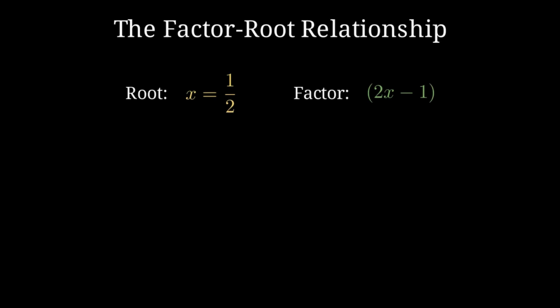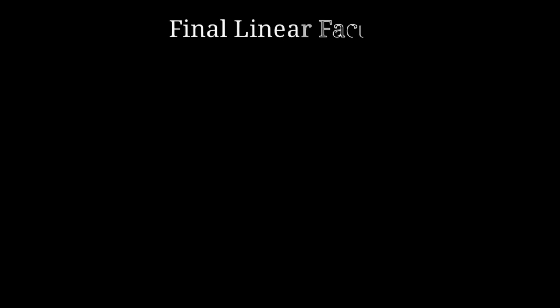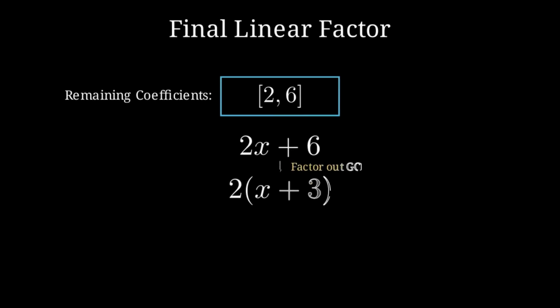When a root is a fraction like 1/2, we convert it into a linear factor with integer coefficients. Multiplying the equation by the denominator ensures our final factored form is clean and easy to work with. The last remaining part is 2x plus 6. By factoring out a 2, we find our final root at x equals -3.